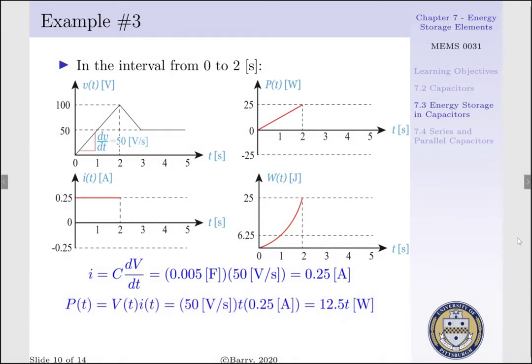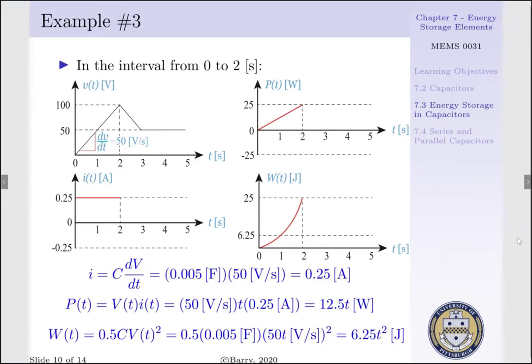Our power is equal to our voltage times our current. Our voltage is equal to 50 volts per second times T, and our current is equal to 0.25 amps. Thus, our power is equal to 12.5 T. This has units of watts. We see our power is linearly increasing as a function of time. This expression is valid only in the range between 0 and 2 seconds.